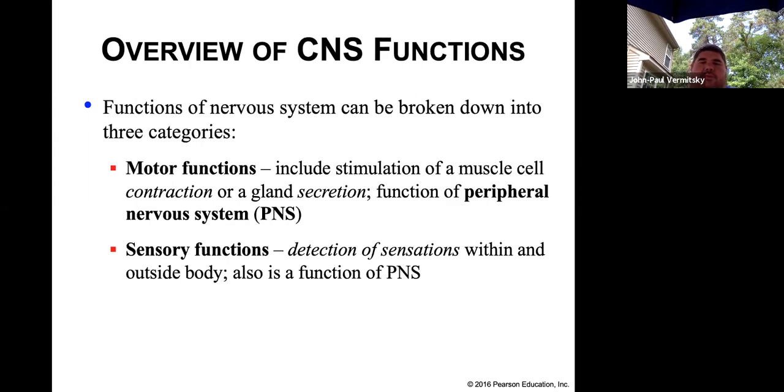The functions of the nervous system can be broken down into three categories. You have motor functions. These include stimulation of muscle cell contractions or gland secretion, and these are functions of the peripheral nervous system. Sensory functions are the detection of sensations, whether from internal or external environments, and this is also a function of the peripheral nervous system. When I say motor and sensory functions are functions of the peripheral nervous system, this is using that network of nerves to transmit the information back and forth.